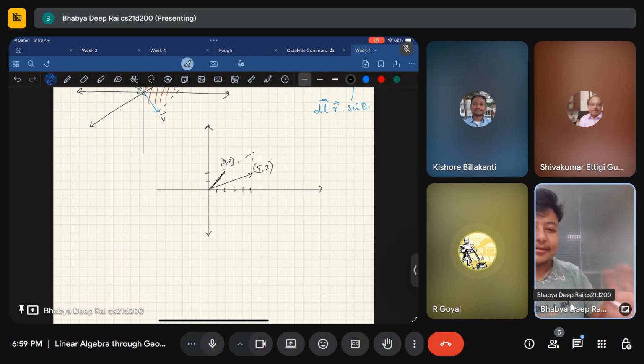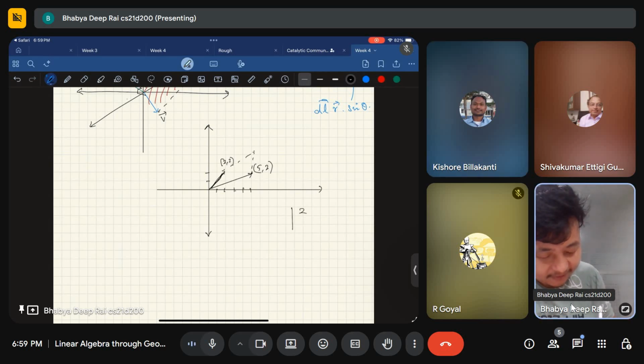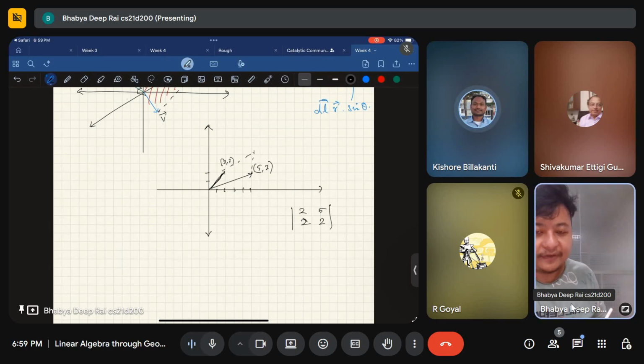This is 2D. So it's base into height. It should be the determinant of this. So it is the determinant of (2, 2) and (5, 2). Right, good. Can we also go with the base into height formula? The base into height formula is there, but I'm asking in the vector context. So this is correct.